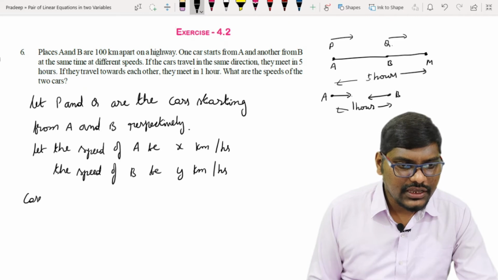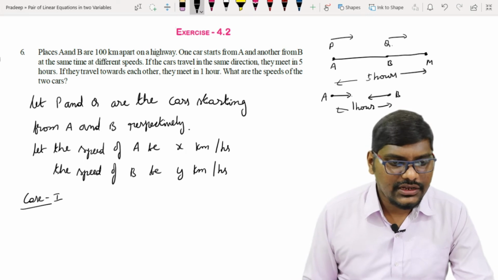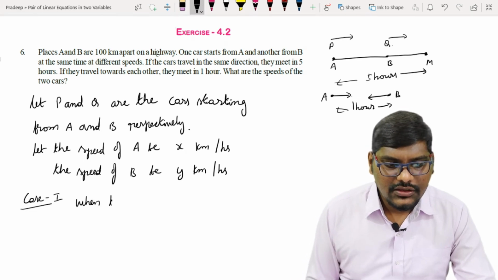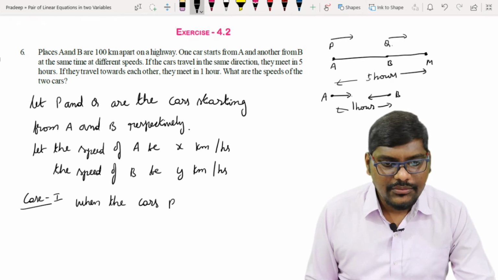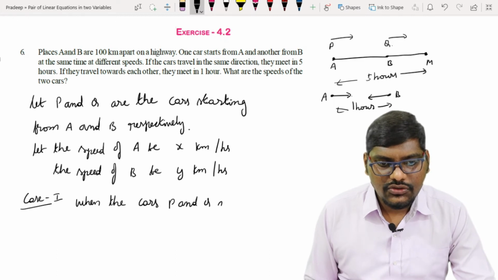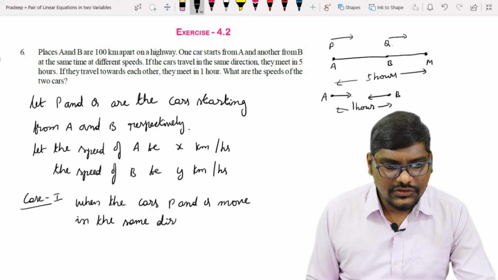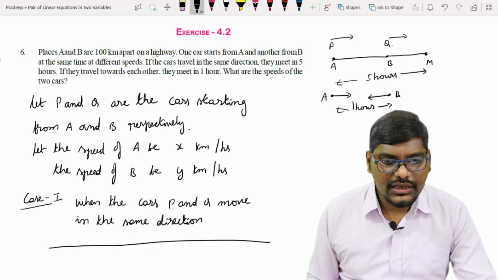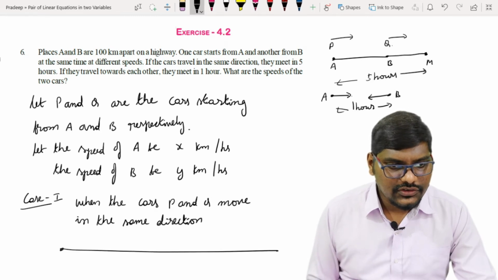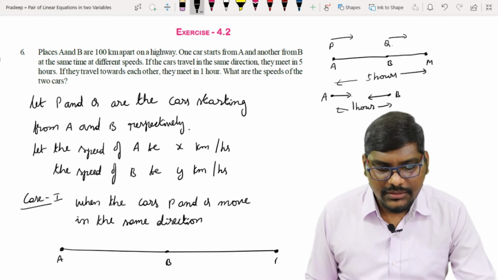The first case we will take: they are moving for 5 hours. So we write: when the cars P and Q are moving in the same direction, suppose we make a line here. Let this be point A, this be point B, and they are meeting at point M.